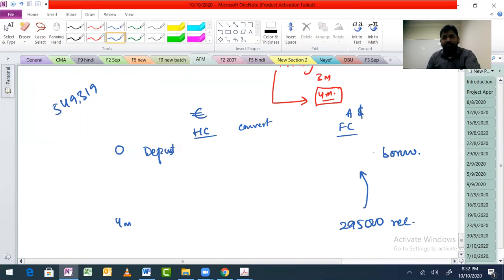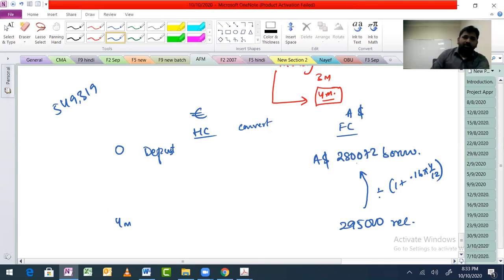Fine. So what is the borrow rate? And you are right, 16% is what you took, right? Yes. So obviously you'll borrow at the higher rate. So what you have to do is divide this by 1 plus 16% times 4 by 12. You will get 1.0533. Then when you divide, what will you get? 280,072 is what is given here. So are you getting it? Yes. Somewhere close to this will also be fine.